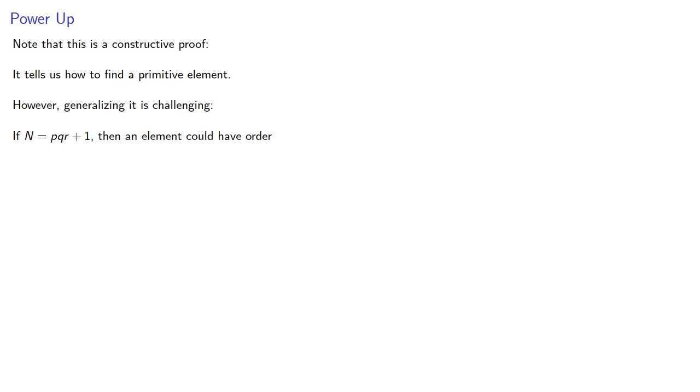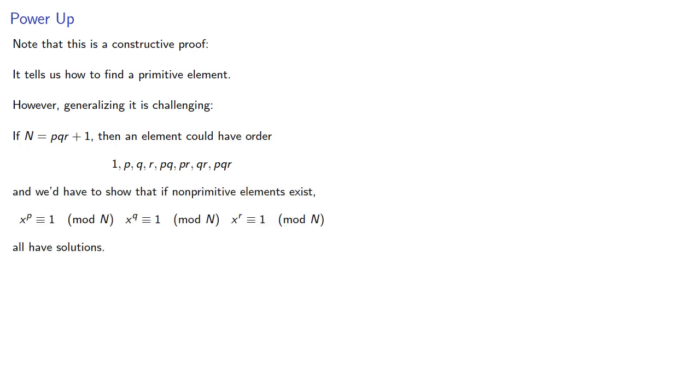And note that this is a constructive proof. It tells us how to find a primitive element. However, generalizing it is challenging. If n is a product of primes plus 1, then an element could have many possible orders, and we'd have to show that if non-primitive elements existed, then all of these would have solutions.